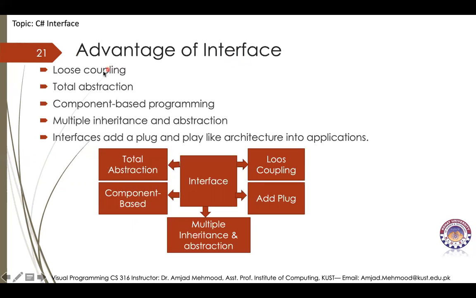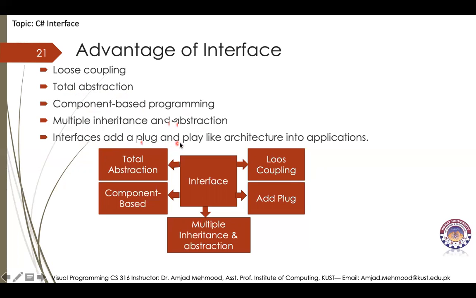Advantage of interface: loose coupling. Coupling is actually a software engineering concept, where you minimize the dependency on other classes. How much you can minimize the dependency on other classes is the concept of coupling. You cannot remove it, but you can minimize it. The other advantages are total abstraction, component-based programming, multiple inheritance and abstraction.